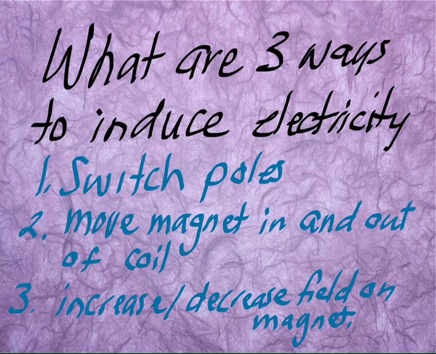You can increase and decrease the magnetic field. So that means if you have a field and you make it stronger or weaker, then you're going to end up getting basically the same thing. Electrons are going to be moving as it gets stronger, and then they're going to go back into place as it gets weaker, causing electricity.